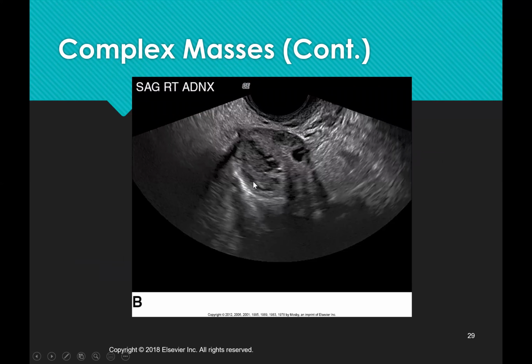This is probably a simple cyst gone bad, or a hemorrhagic cyst. So you can see that internally, it's no longer anechoic and nice and smooth and black. It's more irregular with internal echoes. This is probably just a cyst that's hemorrhaged and probably caused the patient pain.